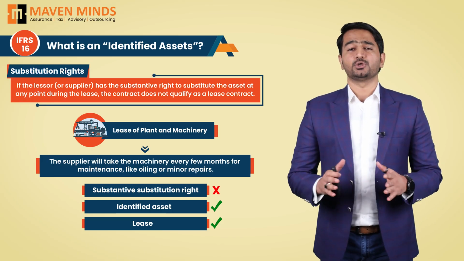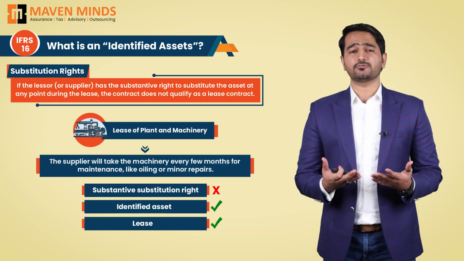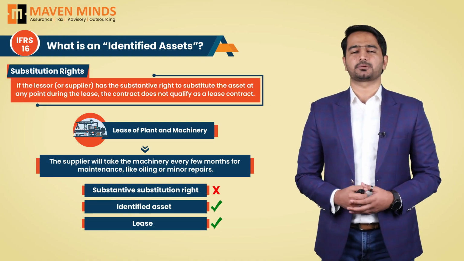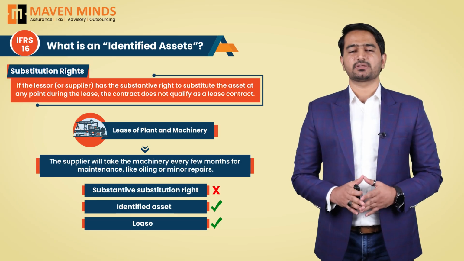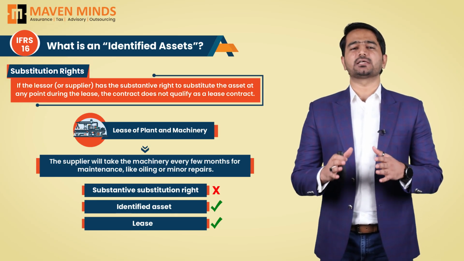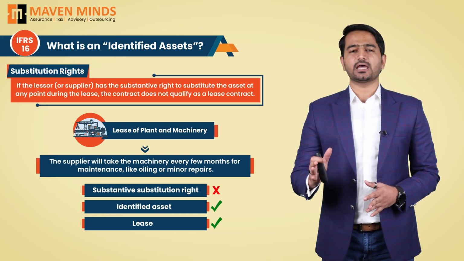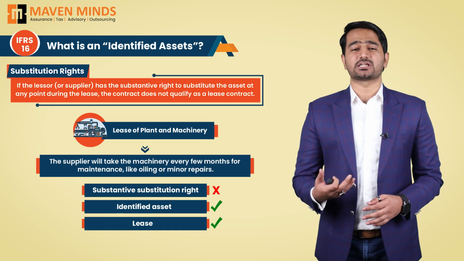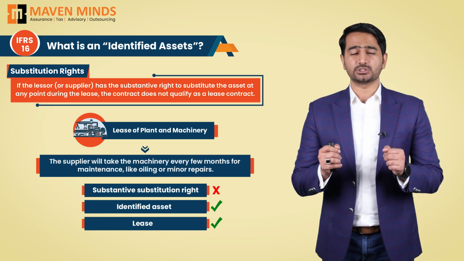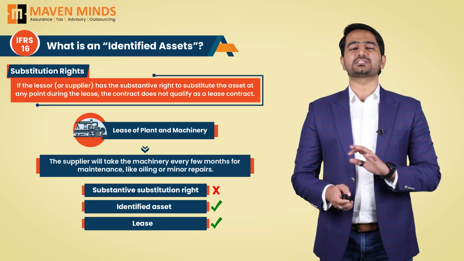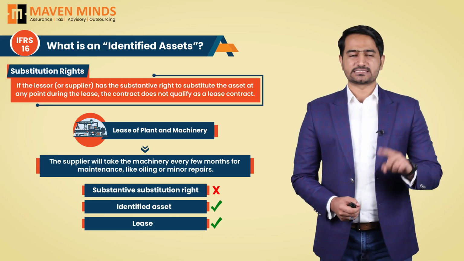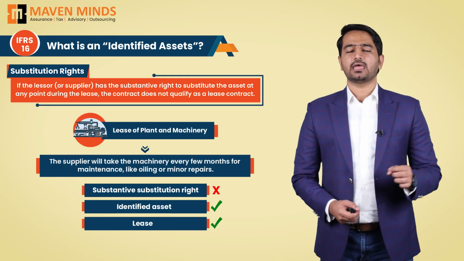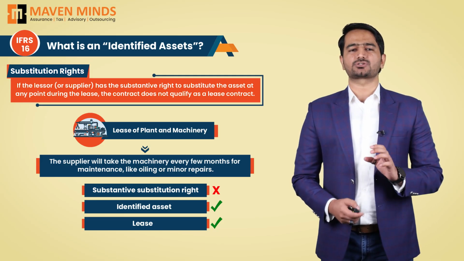Okay, now you might be wondering, what if you cannot tell if the substitution right is substantial or not? In such a case, IFRS 16 provides a final safeguard. If you cannot determine from the contract whether the substitution right is substantial or not, you should assume that the substitution right is not substantial. In such cases, the asset would be considered identified and the contract would be treated as a lease contract.